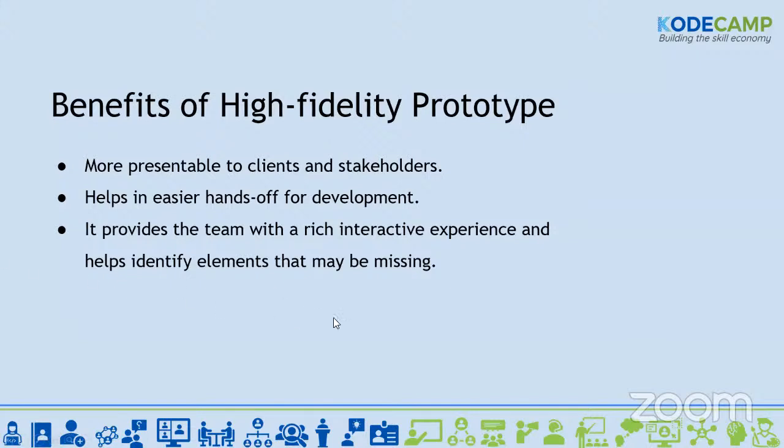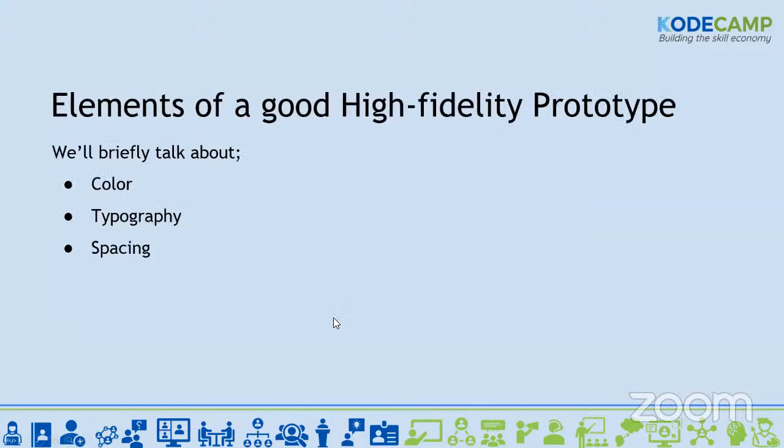All right. So, elements of a good high fidelity prototype. We're going to briefly talk about these things that we've already talked about. We've actually spoken about this a lot of times. We're going to go over it again. We have color, we have typography, and we have spacing. All of this makes up a good high fidelity prototype.